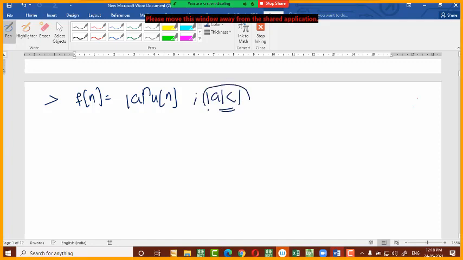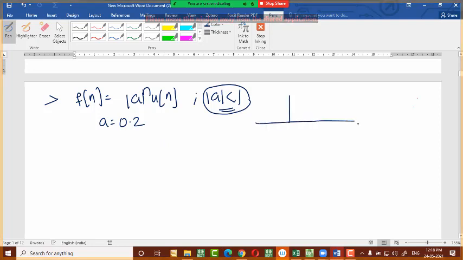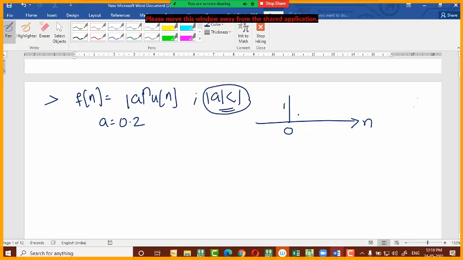With this condition only can we calculate the DTFT, because A less than 1 means you can take A is equal to 0.2 or 0.9 or 0.5, whatever it may be. Now try to draw this signal. You will not get infinity in this signal. At n is equal to 0, A power 0 is 1. At n is equal to 1, 0.2 power 1 is 0.2. Next, 0.2 power 2 is 0.04. Like this, the signal value is decreasing and becoming 0. This is the trace.